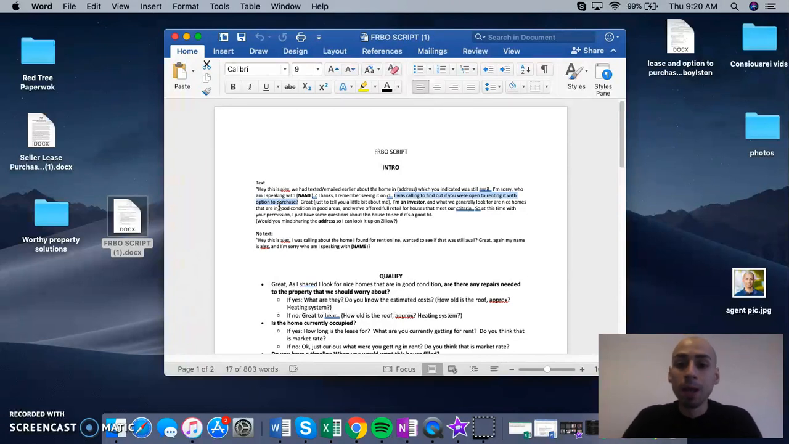So I ask that up front, and the way I position myself is with this script here, which has worked for me. I basically say, great, well, hey, I'm an investor, and we generally look for nice homes that are in good condition in good areas, and we've offered full retail for homes that have met our criteria. So at this time, with your permission, I just had some questions about the house to see if it's a good fit. Boom, right? What did I do there? I told them who I am. I told them the reason I'm calling. I told them what I can do for them. And at this time, with your permission, Mr. Seller, I just had some questions about the house to see if it's even a good fit, right? No commitment or anything. Very non-threatening.